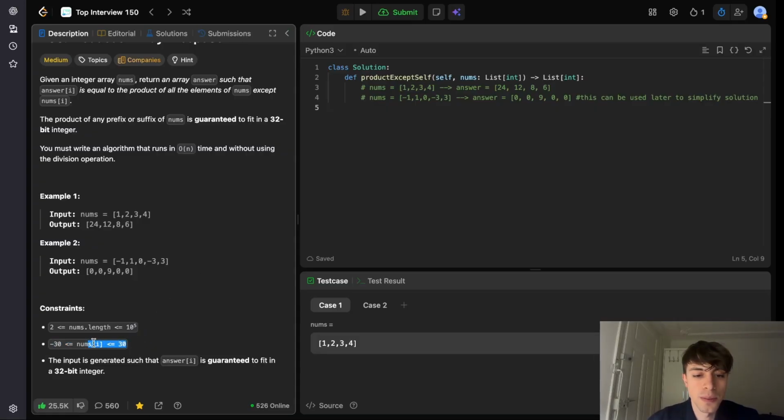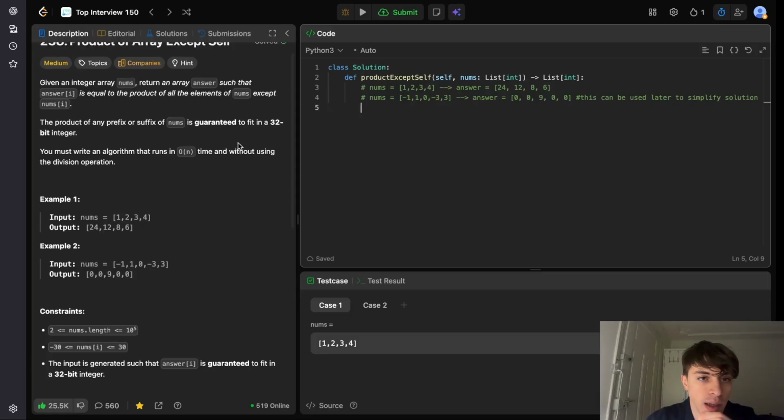Okay, this is important. The input is generated such that answer[i] is guaranteed to fit in a 32-bit integer. Okay, I see. So we expect that our numbers can be stored in a machine without overflowing. And we can be sure that the elements contained in the array will be integers. All right. So the objective is to produce the array.